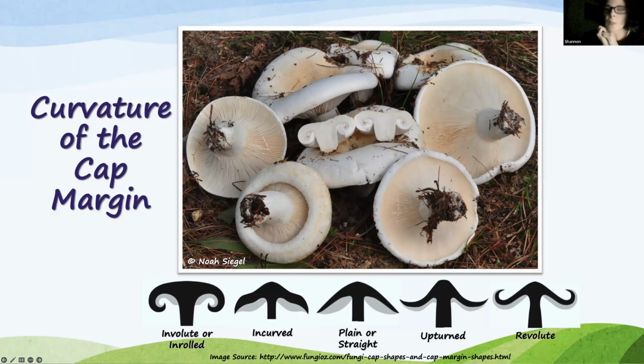When the mushroom is just emerging and very young, it's very tightly enrolled. The margin is very tightly enrolled or involute. But as the mushroom cap expands and begins to mature, you can hopefully make out that the margin is no longer involute, but is now incurved, and probably in certain places is plain or straight.